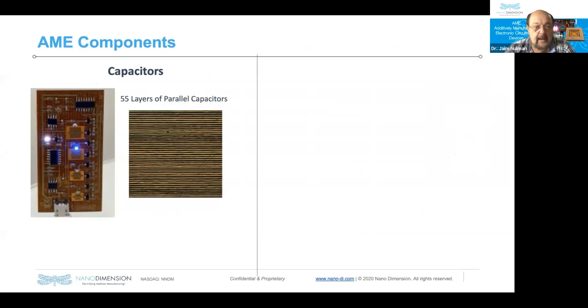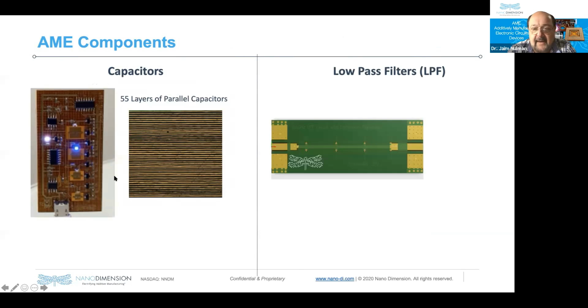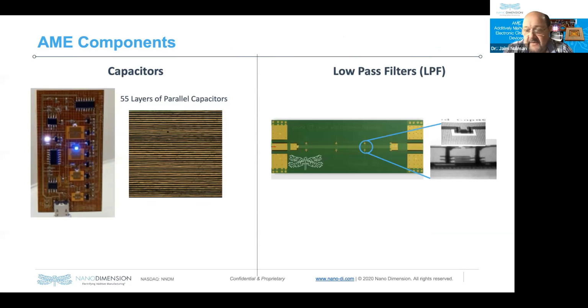Another example is printed capacitors which are inside the board itself. And in this particular cross-section, we see 55 layers of parallel plate capacitors embedded inside the electronic circuitry itself. And similarly, we can also make low-pass filters, and we will see some of the performance of these devices shortly. But you can see here an X-ray cross-section where you see the capacitors at the bottom of the low-pass filter and the ground plane, as well as the top connecting traces.